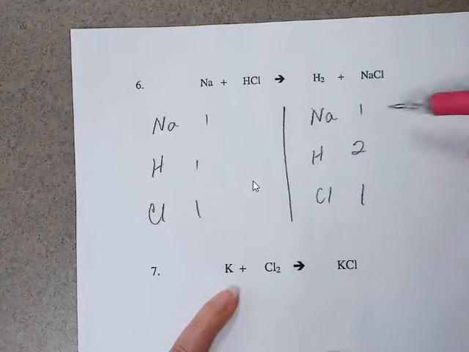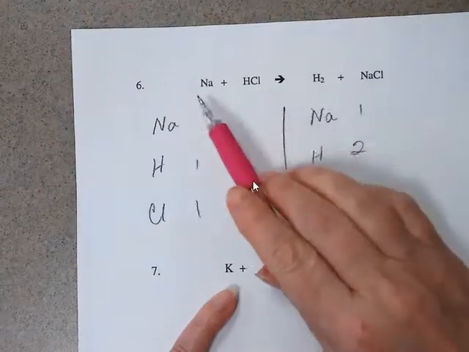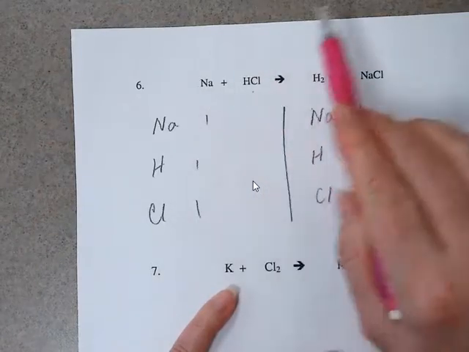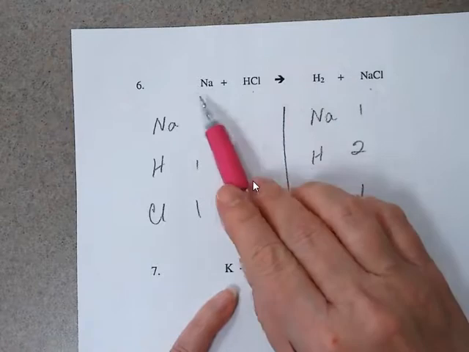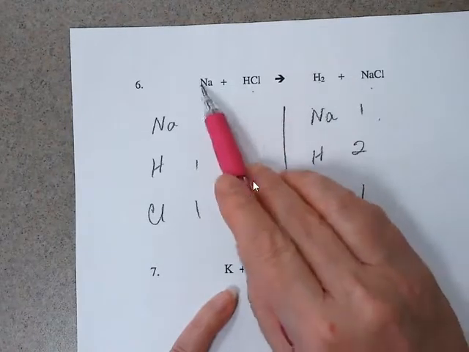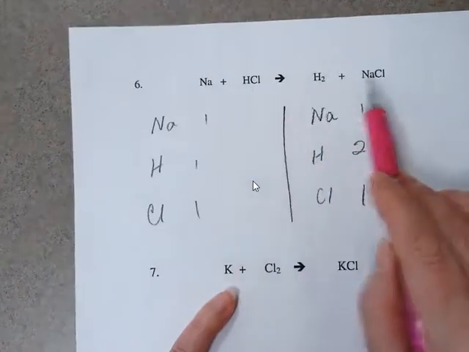All right. Again, sodium reacts with hydrochloric acid to produce hydrogen and sodium chloride. This is an example of a single replacement. Sodium kicks out the hydrogen, makes hydrogen gas and a salt.